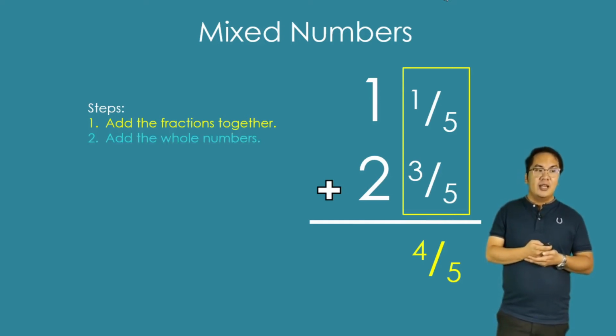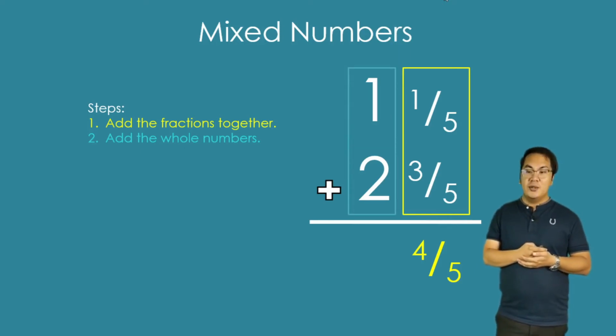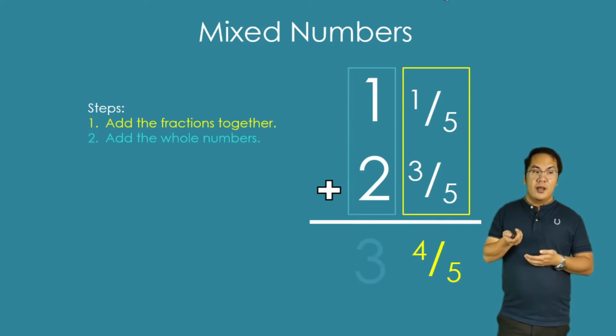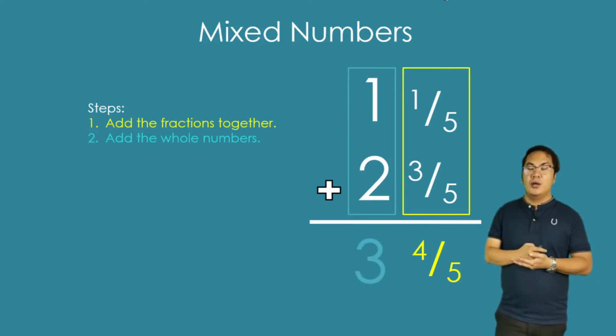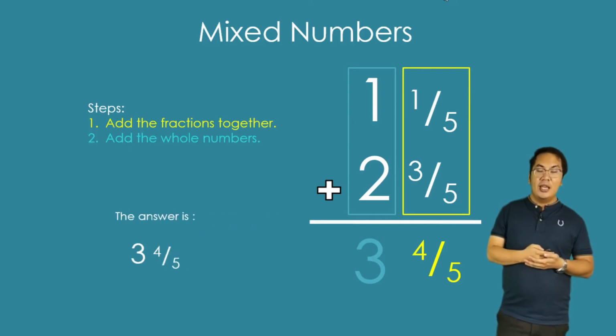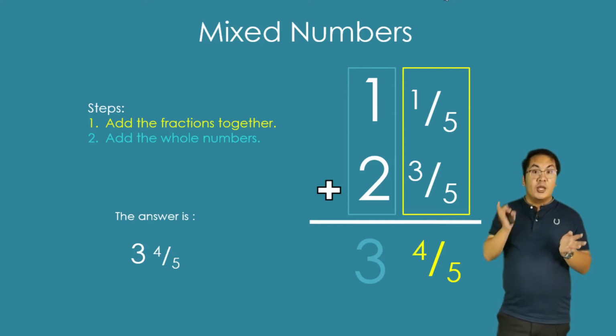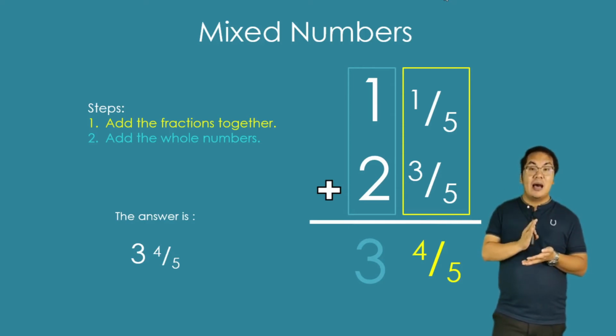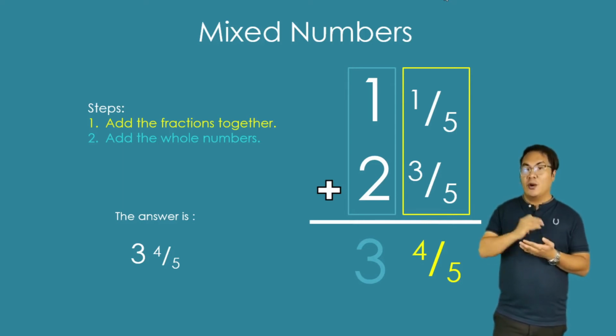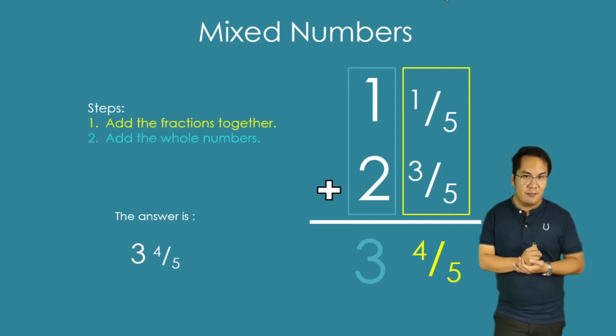So second, you're going to add the whole numbers. 1 plus 2 is equal to 3. So 1 and 1/5 plus 2 and 3/5 is equal to 3 and 4/5. The answer is 3 and 4/5. In this situation also, you can apply simplifying if necessary. We all know that 5 is a prime number. Okay?